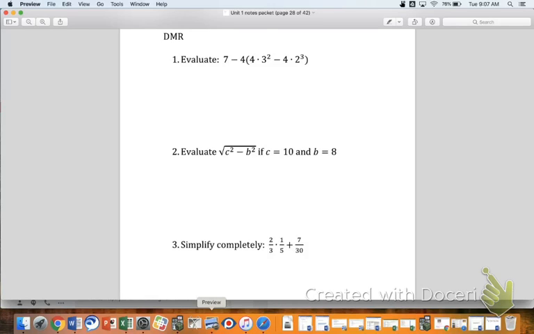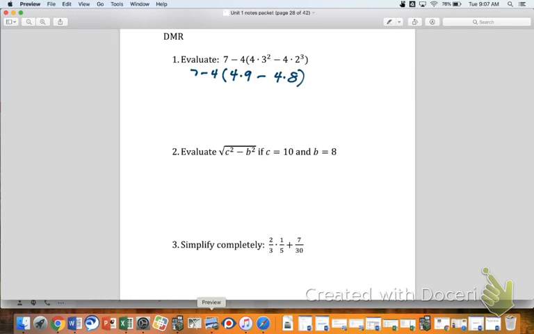So PEMDAS tells me to do the work in the parentheses first. So my first step would be something along the lines of 7 minus 4, parentheses. And within those parentheses, I see some exponents. So it's going to be 4 times 9 minus 4 times 8. Make sense? 3 squared, 2 cubed.